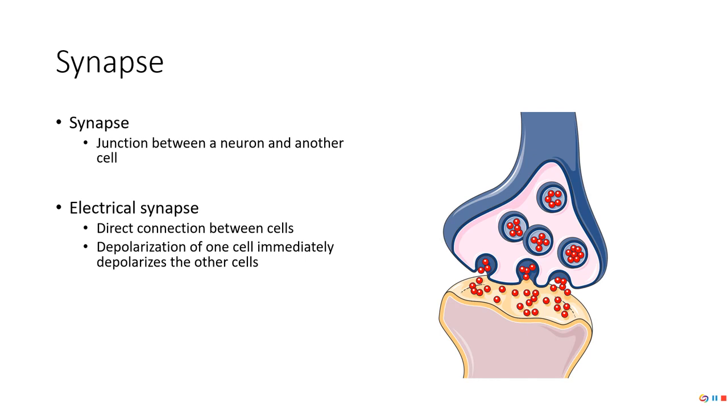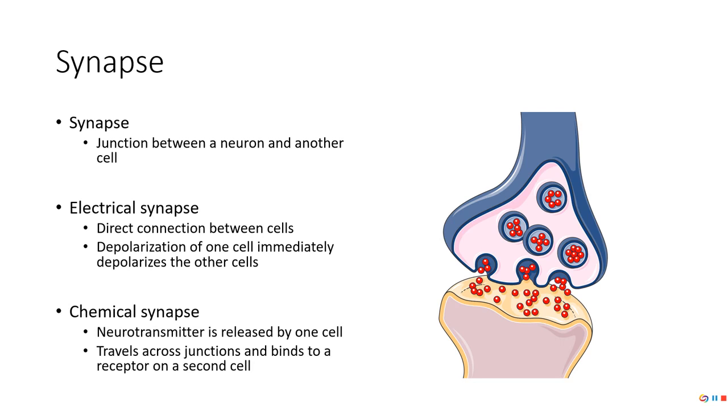An example of this is in your heart. These electrical synapses allow all the cells in your heart to contract at the same time. A chemical synapse, on the other hand, is where there is an actual gap between two cells. Consequently, a neurotransmitter that is released by one cell has to travel across the junction and bind to a receptor on the second cell. This is the type of synapse we will be discussing throughout the rest of the video.